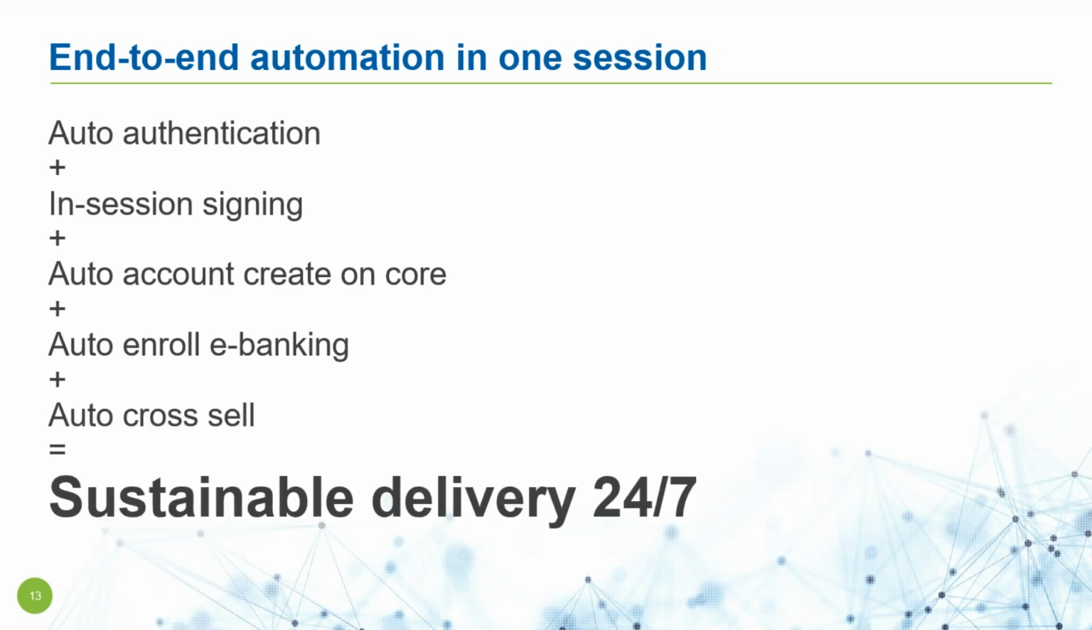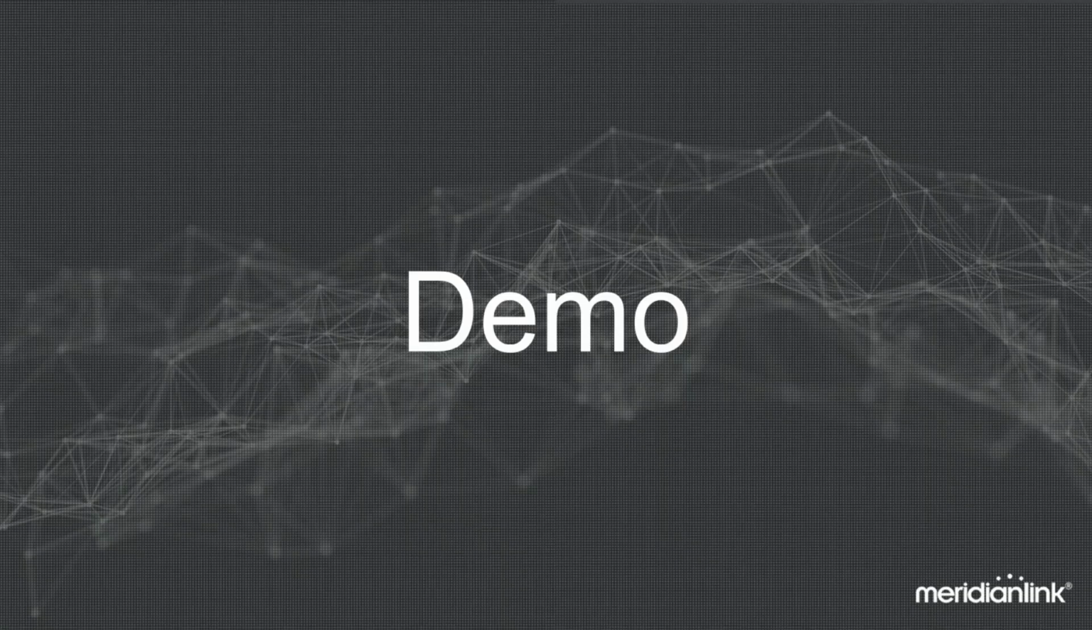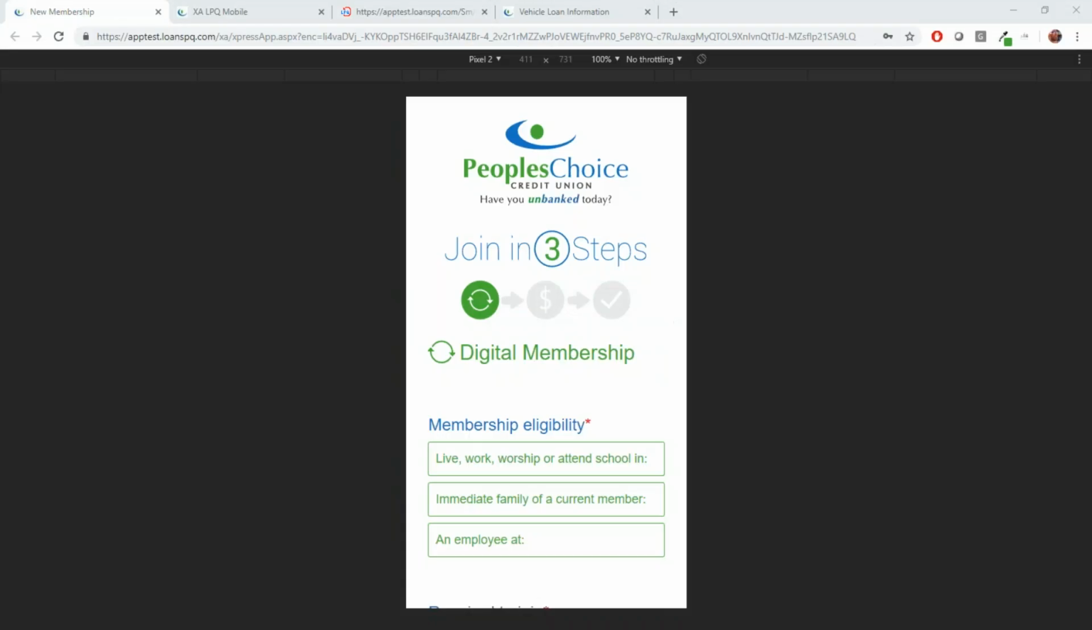This allows you to say to your members, hey, we're open 24/7 if you want to join, or if you want to add a credit card or something like that. And the key here is, because of all of this automation, this is a sustainable channel for you that doesn't require your staff to be there at all hours. So without further ado, let's actually look at the product itself.